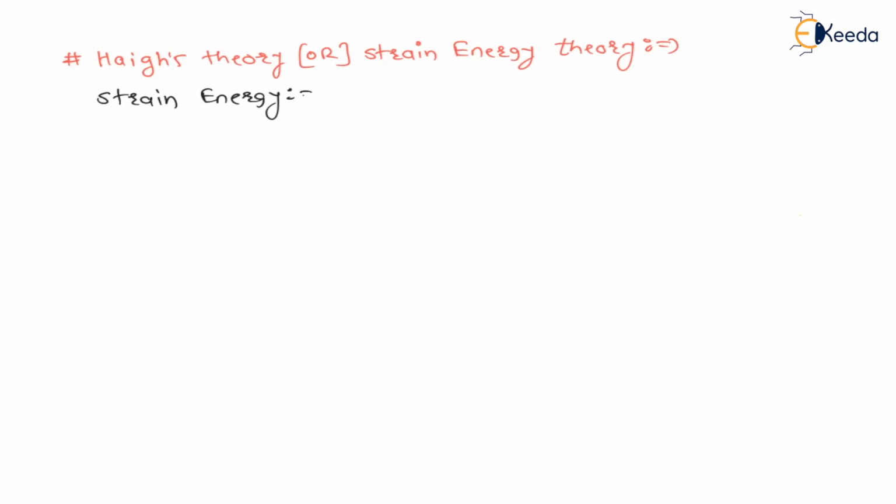Strain energy is represented by letter U, and strain energy is nothing but energy stored in the component for external loading. Whenever a component deforms because of external loading, the component will store some energy inside, and this energy is called strain energy. In terms of formula, strain energy is the area under the force deformation diagram, or the energy stored in the component due to deformation.